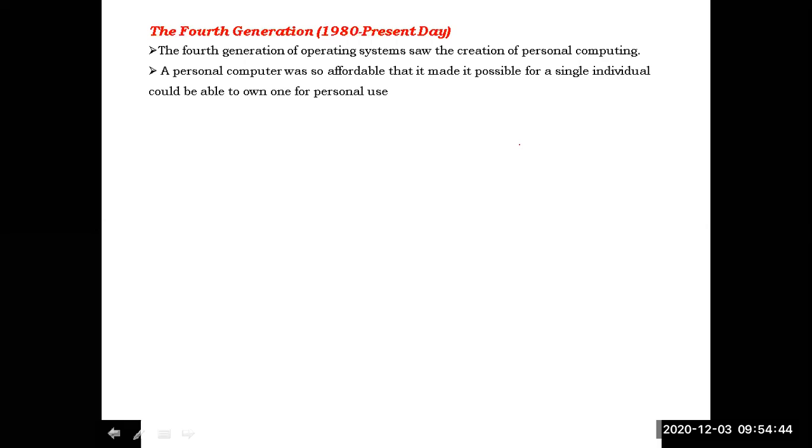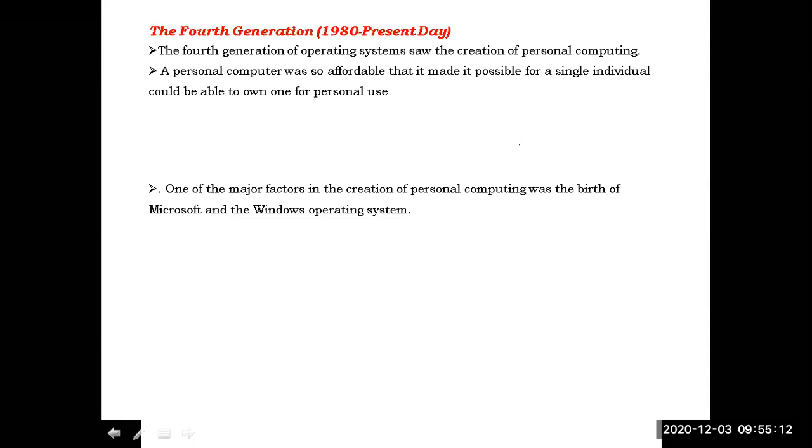A personal computer was so affordable. Affordable means very cheap. Personal computers were so cheap that it made it possible for a single individual to own one for personal use. Since the cost is very low in the fourth generation, individual persons are also able to use computers.